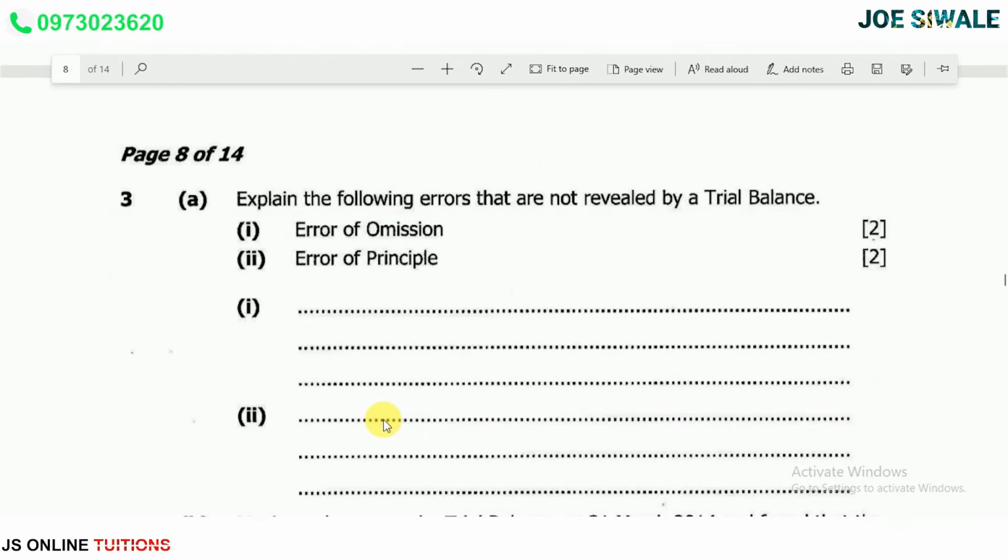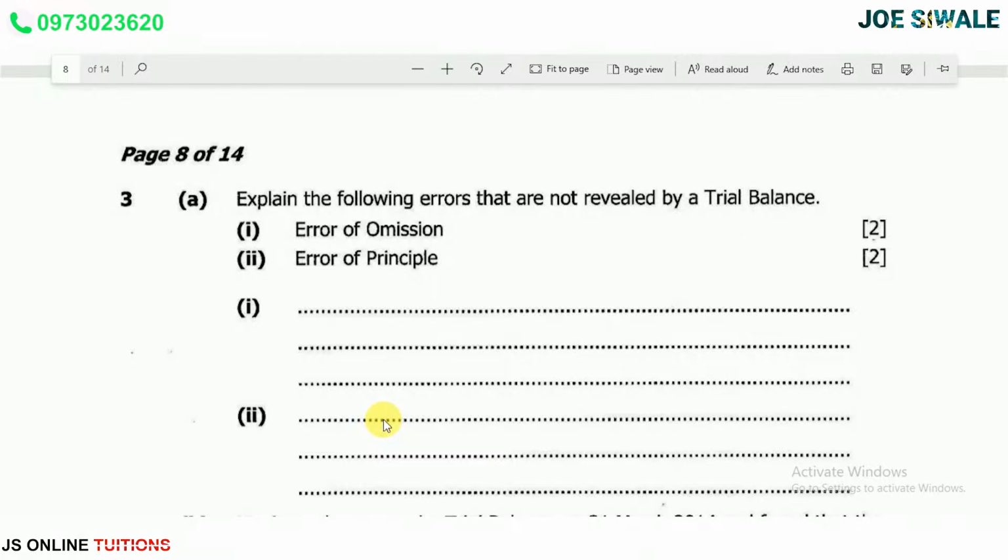So today we're going to proceed looking at the solution of accounts paper 2 of 2016, and specifically today we're going to be looking at question 3. Question 3a reads, explain the following errors that are not revealed by a trial balance. Number 1, error of omission. Number 2, error of principle.